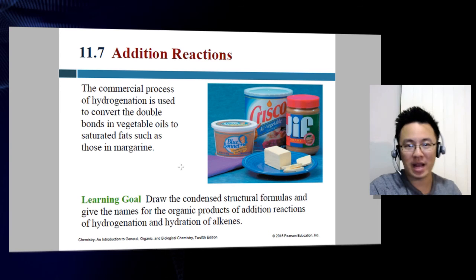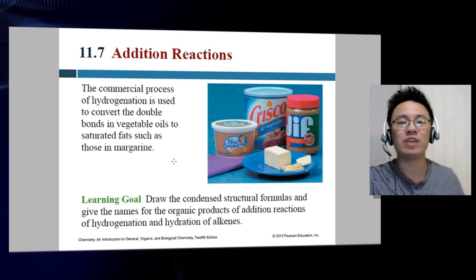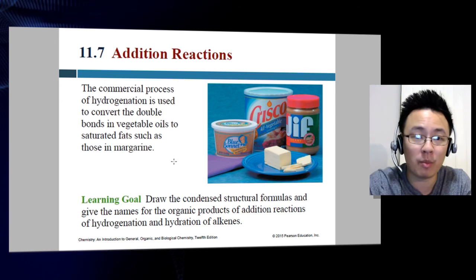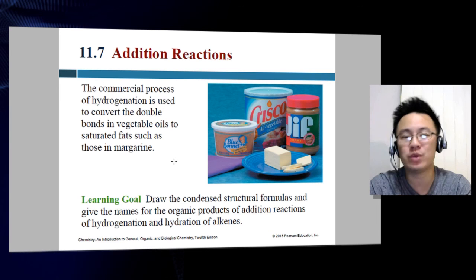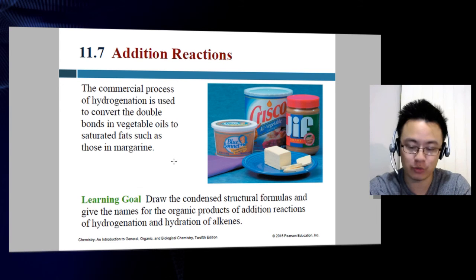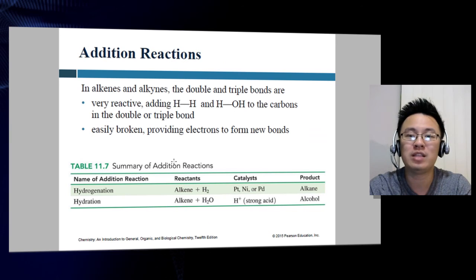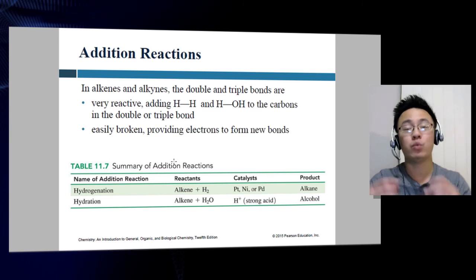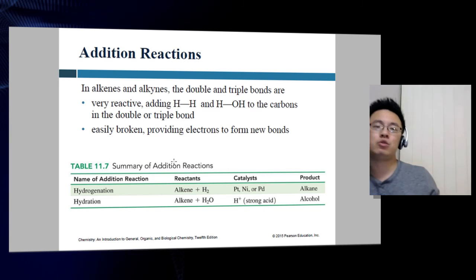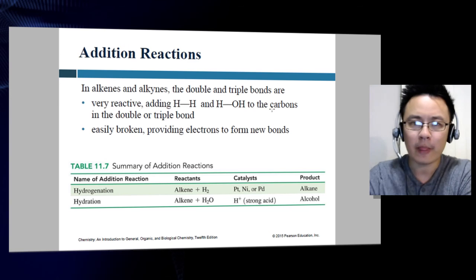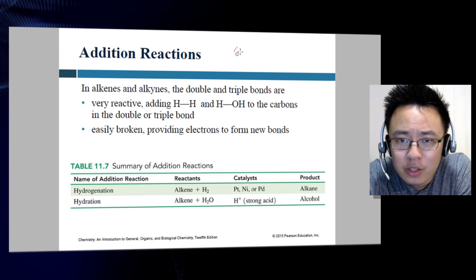All right, addition reactions. The commercial process of hydrogenation is used to convert a double bond in vegetable oils to saturated fats, such as those in margarine. In alkenes and alkynes, the double and triple bonds are very reactive. And the reason why, check this out, if you were to draw out that double bond here.